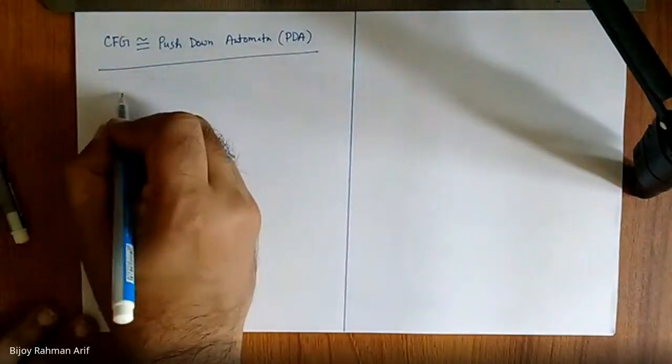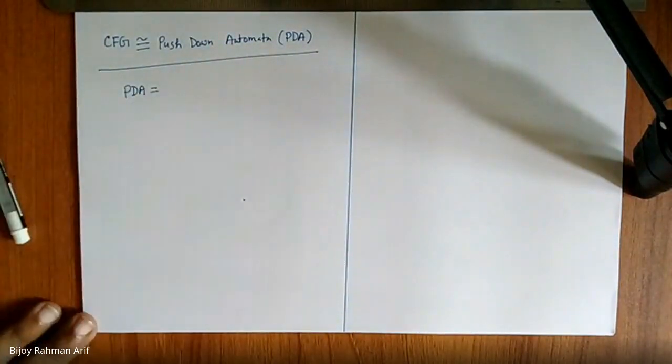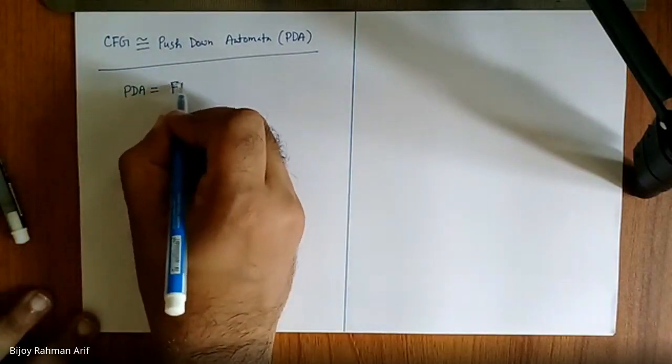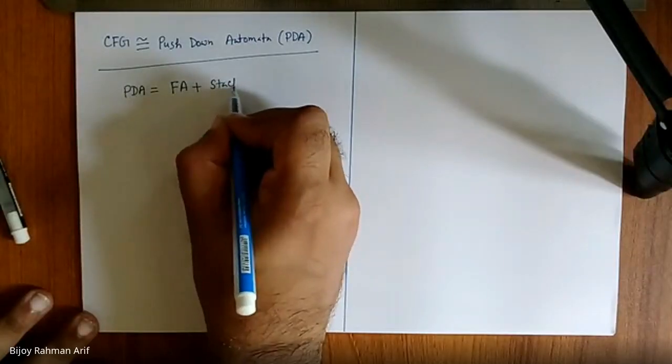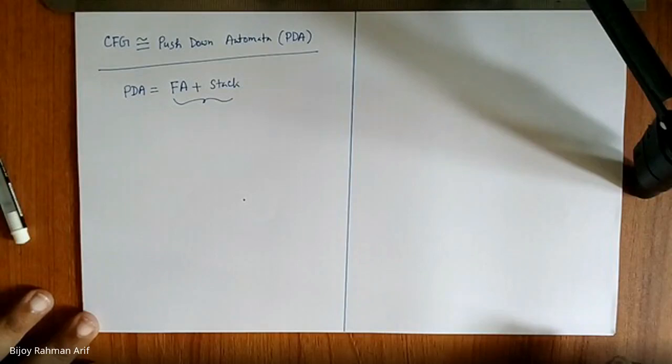Now, what is PDA? Do you have any idea? PDA is nothing but a finite automata plus a stack. Together, they create a push down automata. So let's formally define it.